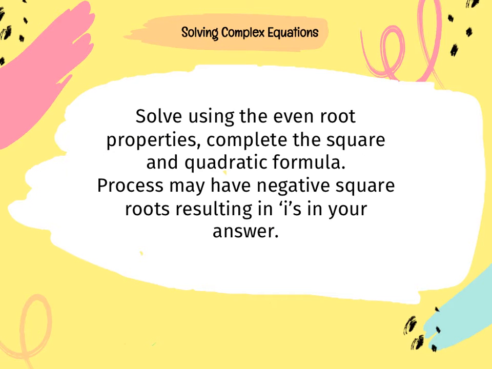So what we're going to do here is use the same techniques that we did in 1-4. We're going to solve using the even square root property or the square root method. We're going to complete the square and use the quadratic formula. The only difference is you're going to end up with negative square roots, so we're going to get i's in our answers. So let's go ahead and do a few examples, and then the rest of the class time will be to work on your homework.